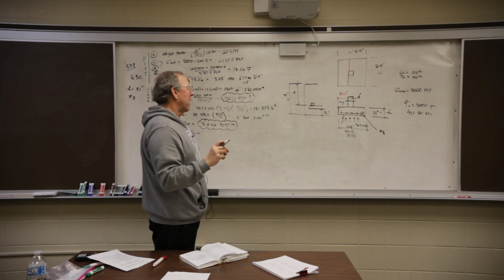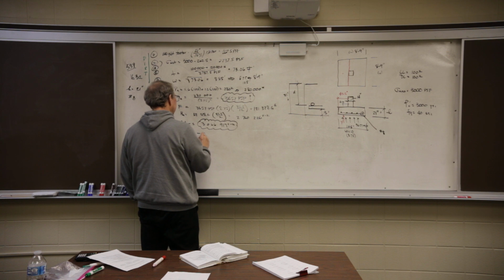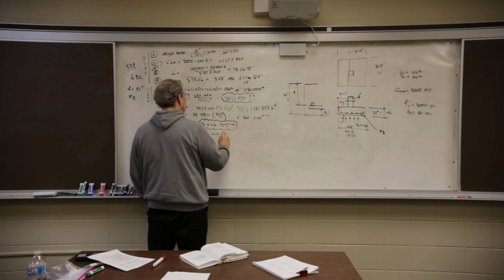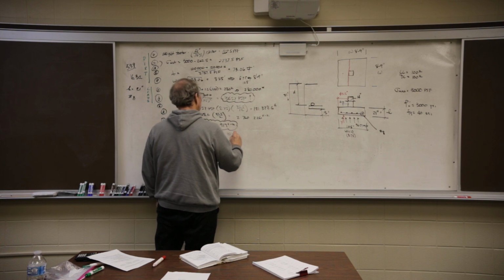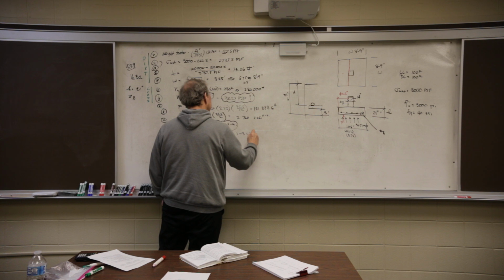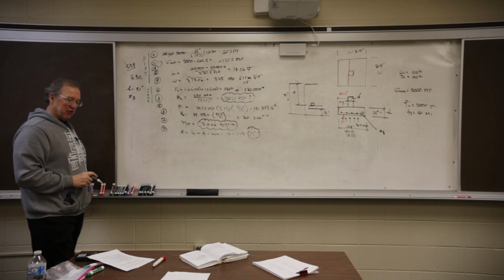Those are number 8 bars. Hopefully you realize the number 8 bar is 1 inch. So if I want a D, I take H minus a bar diameter minus cover, 21 minus 1 minus 3. I need that number. So D is 17 inches.